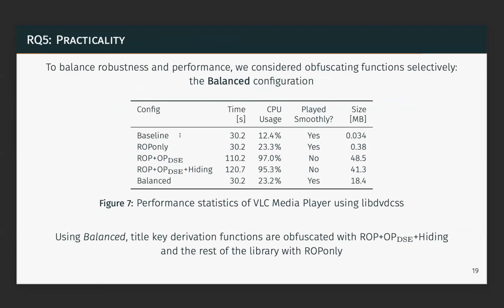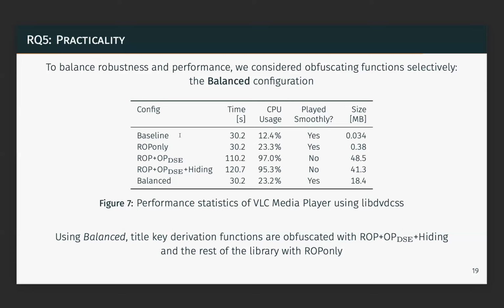And finally, for practicality, we wanted to use a real-world scenario. For this experiment, we played a 30-second movie clip from a commercial DVD with VLC media player. But in this case, we also introduced another configuration that is the balanced configuration. While the other configurations are obfuscating the entire binary, the balanced one is not, and it's only targeting selected functions. In our case, we decided to target the key derivation, so the cryptographic functions from libdvdcss, to make sure that the actual routine that decrypted the movie was protected.